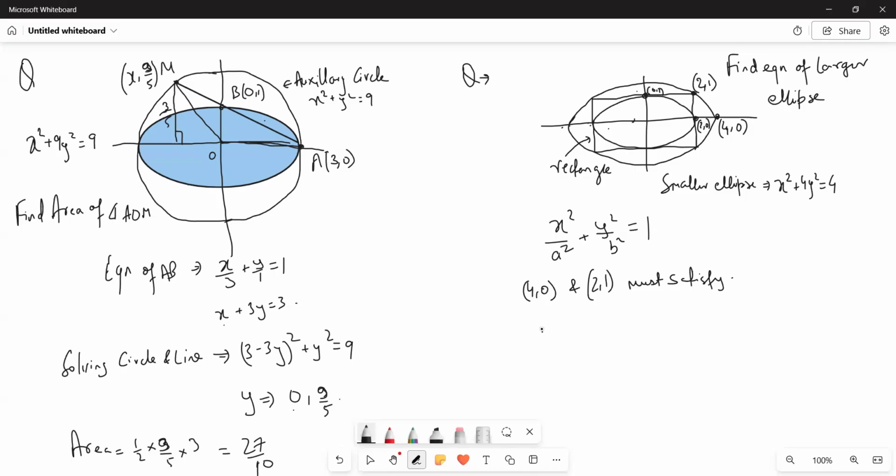So on 4,0 we get 16 by a square is equal to 1, giving us a square is 16. And on 2,1, 4 by a square plus 1 by b square is equal to 1. Get b square from this. 4/3. So b square will be 4/3. So we get the equation of the ellipse x square by 16 plus 3y square by 4 is equal to 1.